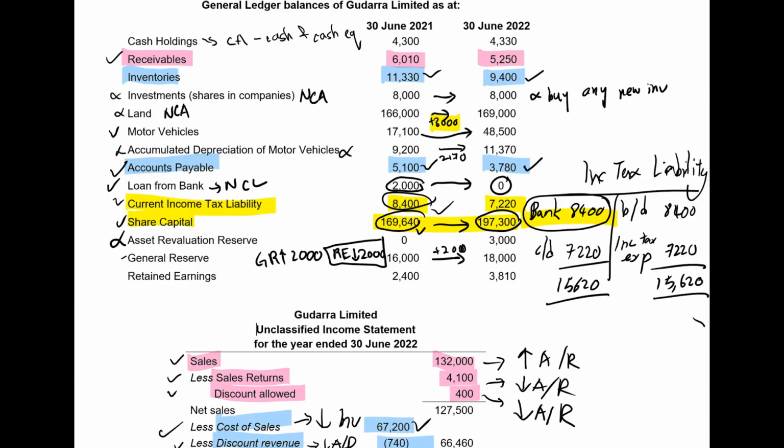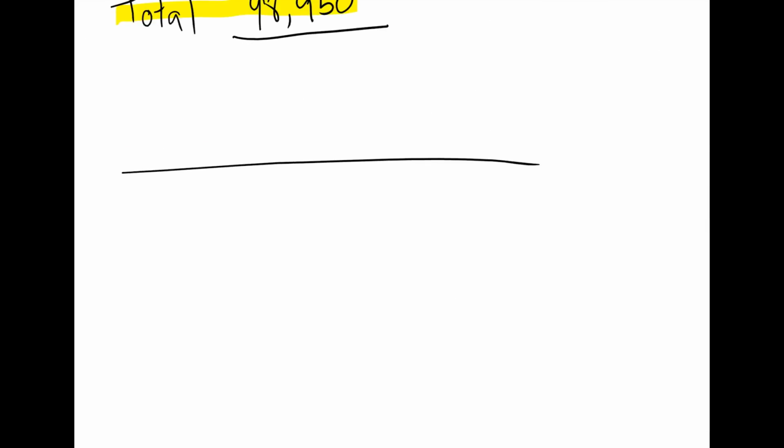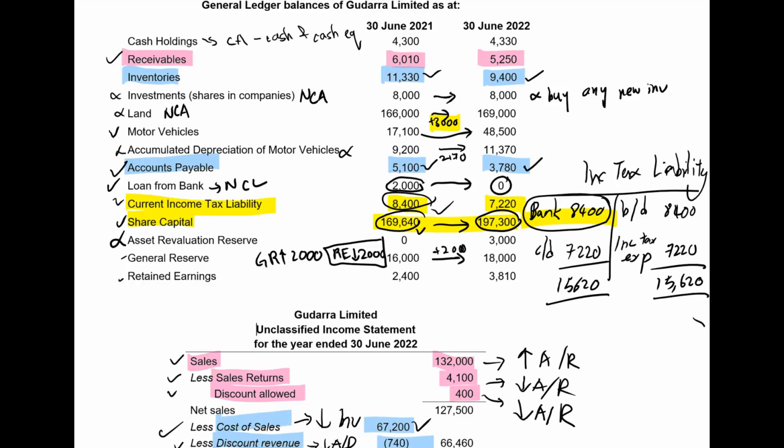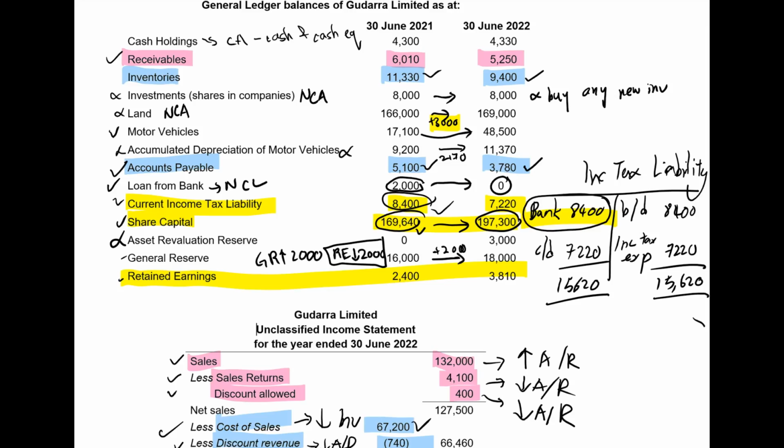And the last one, you need to look at retained earnings. We need to reconstruct your retained earnings account to find out how much dividends you declared this year. So you need to open a working for retained earnings. Put in your opening balance and your closing balance. Opening balance is 2004. Oops, sorry. Opening balance 2004. And closing balance will be 3810.